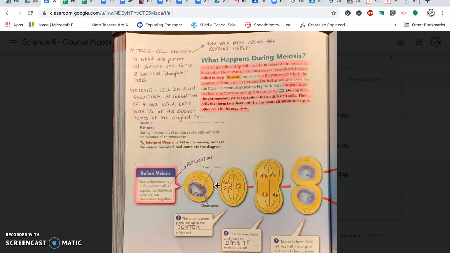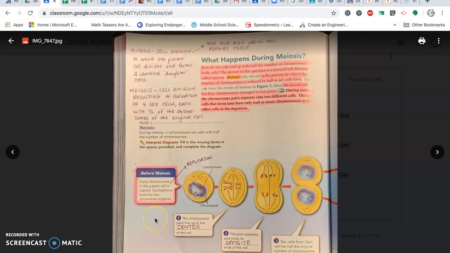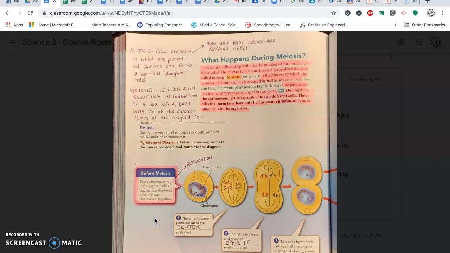Well, what's the same between meiosis and mitosis is the replication, which basically says that when a cell is getting ready to divide, it's going to take all of the chromosomes that it has and replicate them. It's going to make another copy. That happens in both mitosis and meiosis. Now, what is mitosis? Mitosis is basically just cell division. It's the process that normal cells take to divide, in which one parent cell divides and ultimately forms 2 identical daughter cells.